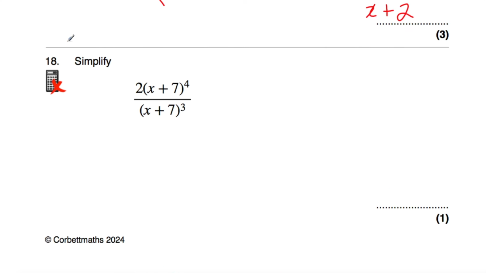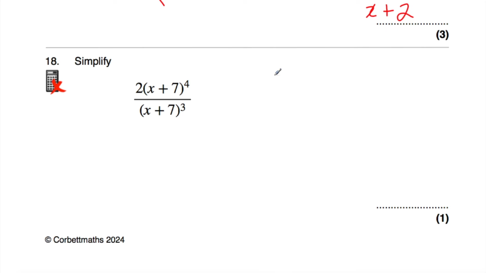Okay, let's have a look at our next question, question number 18. So question number 18 says, simplify 2, and then in brackets, x plus 7, close brackets to the power of 4, over x plus 7, all cubed. So in terms of this question, I would actually do this in quite a quick and simple way, and I'll show you that at the end. But what I'm actually going to do is I'm going to write it out in full.